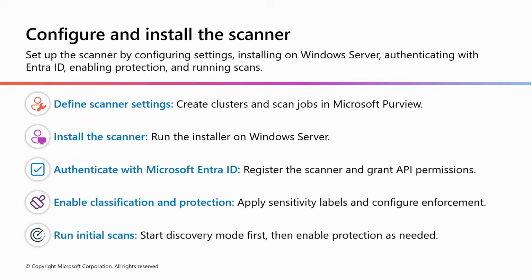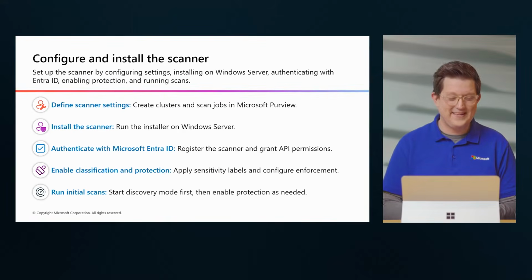There are 5 key steps to being able to actually get this configured, deployed, and run. First, we need to create a cluster. This is done through the Microsoft Purview portal. That cluster can then run scan jobs. So we create a cluster, then we run the installer on our Windows Server cluster. We then do an authentication layer. This makes sure that under the standard sort of Zero Trust model that you do have permissions to be able to run something like this, generate the sensitive data.